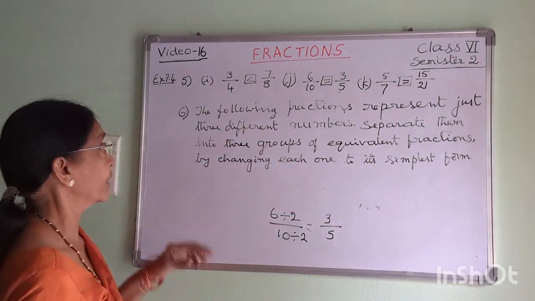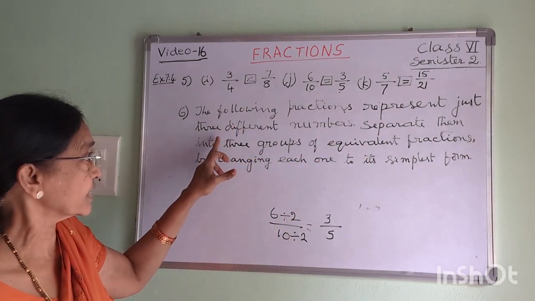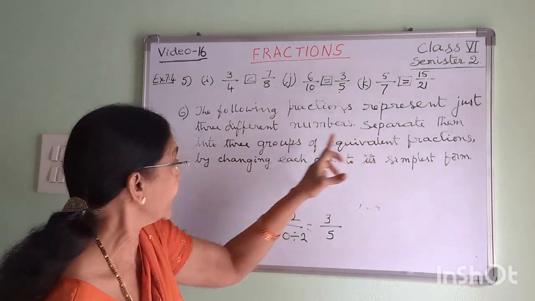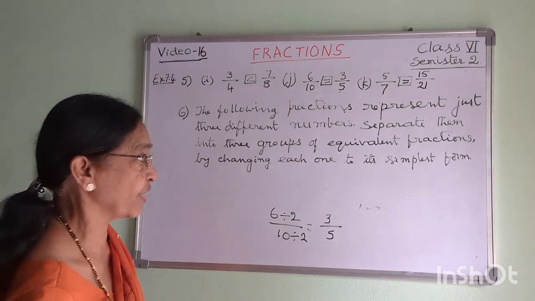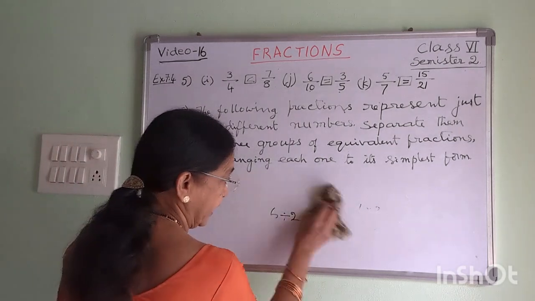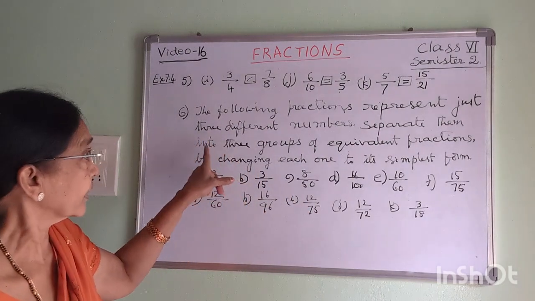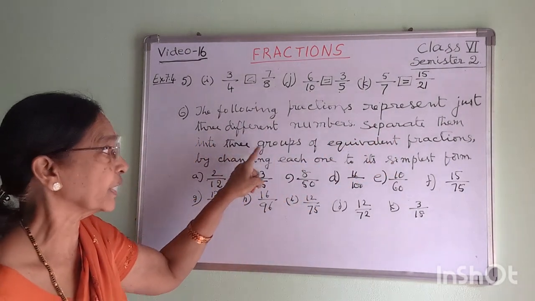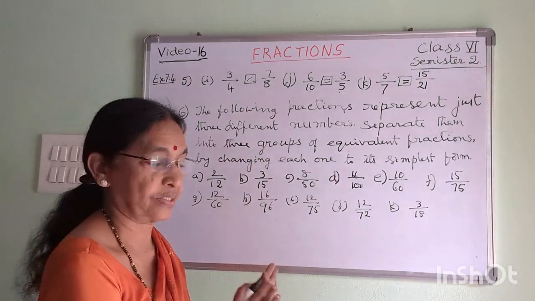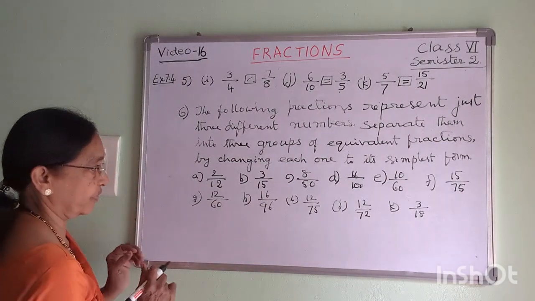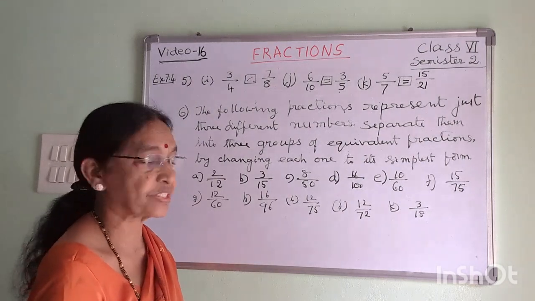So next, coming to the 6th problem: the following fractions represent just 3 different numbers. Separate them into 3 groups of equivalent fractions by changing each one to its simplest form. The fractions are given like this. There are so many fractions, and we separate them into 3 groups of equivalent fractions. First we will convert all the fractions into their simplest form.